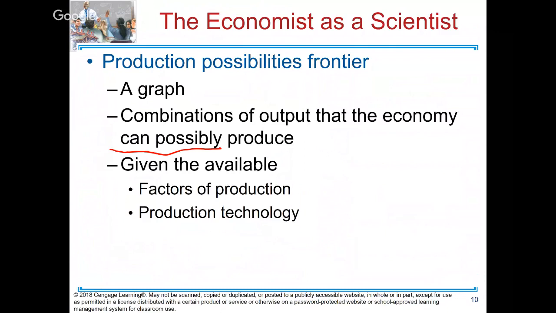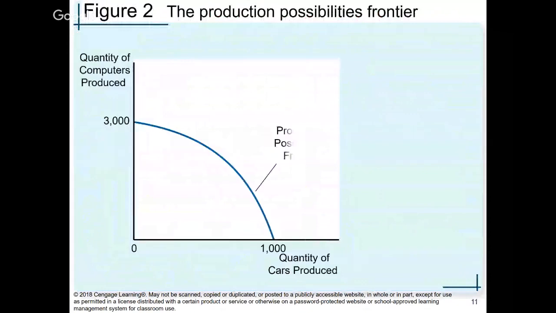So it's fixed: your number of labor doesn't change, your amount of land doesn't change, and you also have fixed technology. Okay, so again, what this graph shows you is that between two goods, X and Y, how much we can produce at a maximum given the available technology and the available factors of production. So let me show you what it looks like.